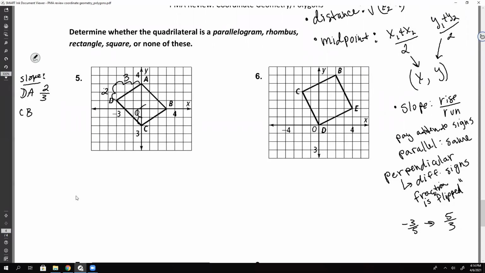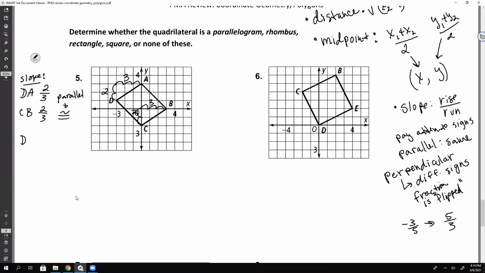So we go up 2, and we go over 1, 2, 3. So 2 and 3. Okay, so right now I have one pair of opposite sides that are parallel, and they're also congruent, because I got the same triangle off of them. Now I'm going to look at my other two pairs of sides.